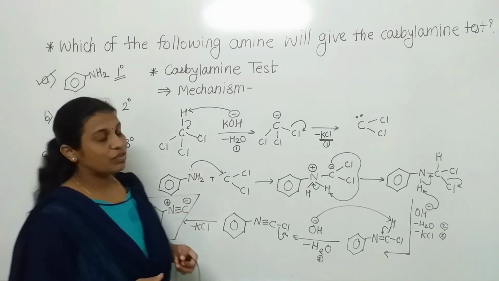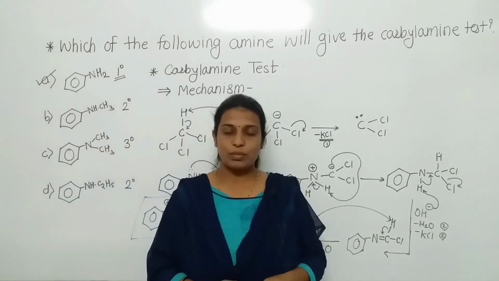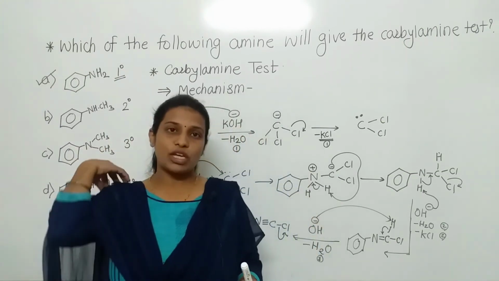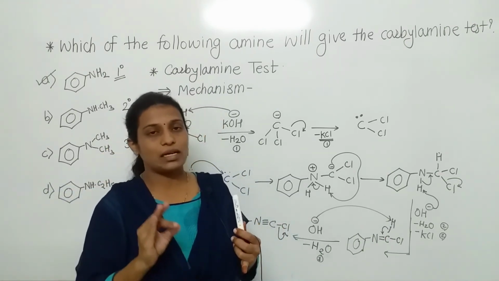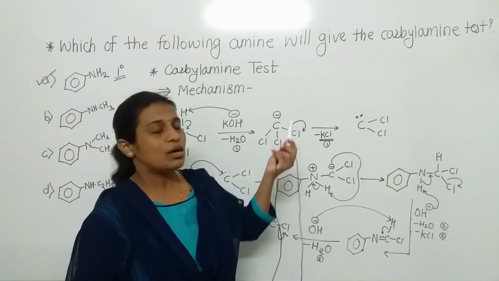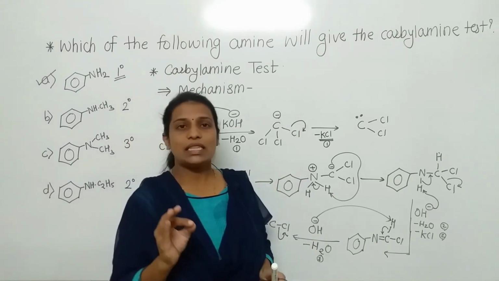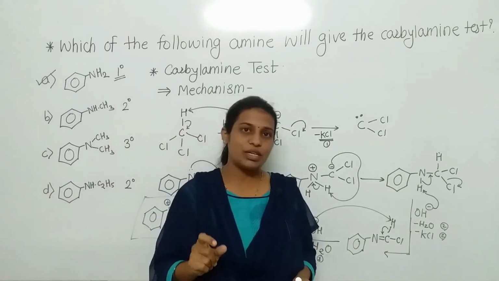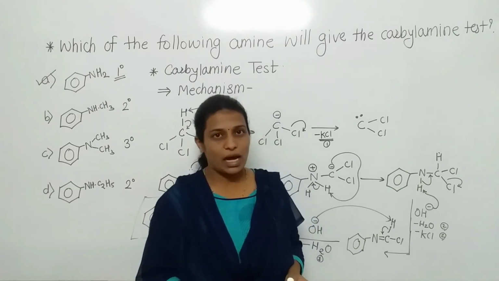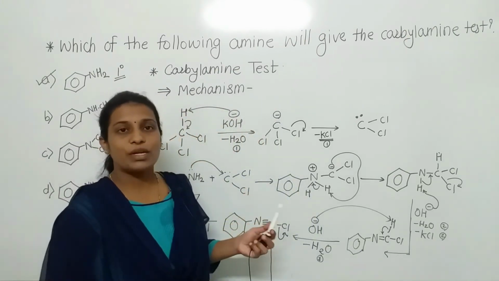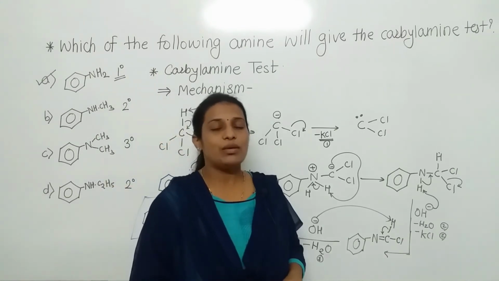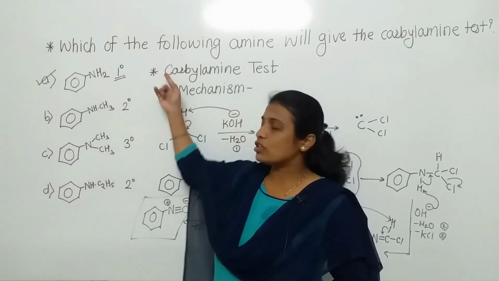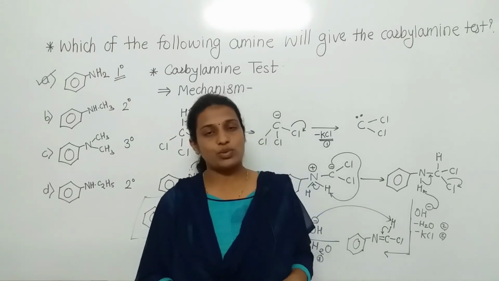So in this way we have completed one of the important points. Keep in mind that primary aliphatic and aromatic amines give the carbylamine test. In this test we get the intermediate dichlorocarbene, and in this way we have completed our important point as well as one of the important questions. Actually this question was asked in the NEET 2020 exam.